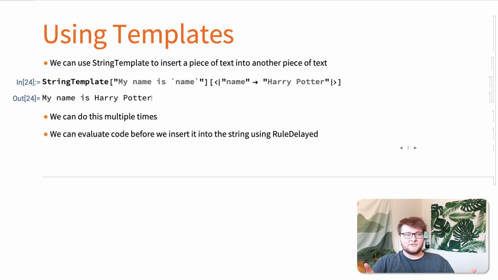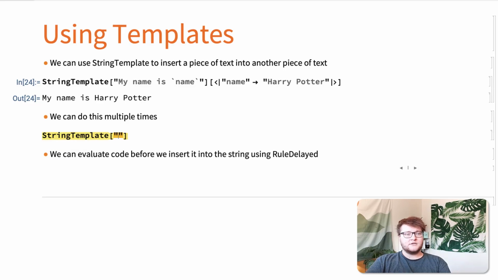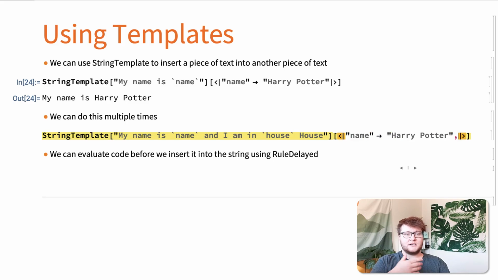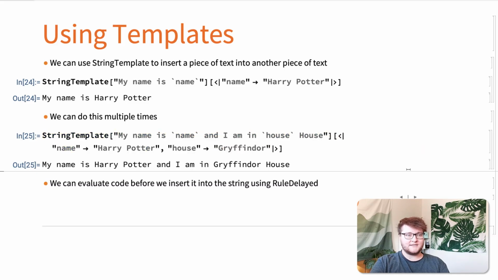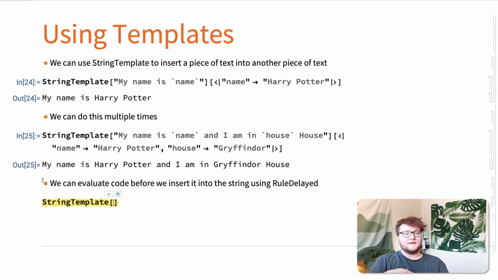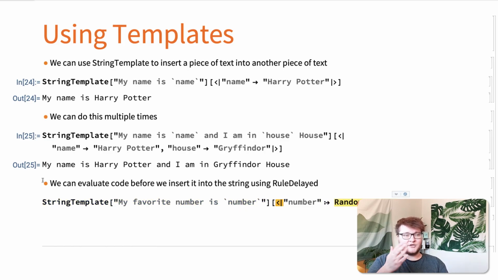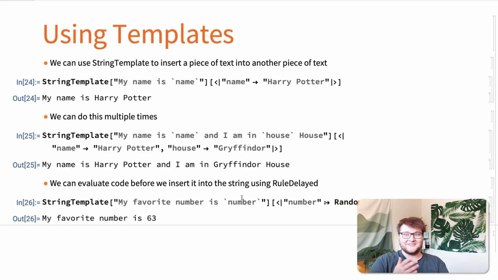We can do this multiple times just by adding things to the association. So I make sure that I label the things that I want to replace with the keys from the association. I write out the association, and now I can replace the text. We can even evaluate code before we put it into the string using rule delayed. So if I make up a string template and I want to just have a random number put in there, then I can do, my favorite number is backtick number, and then I can replace number with a random integer between 1 and 100, and each time I evaluate this now, I'm going to get a different number that's my favorite number.